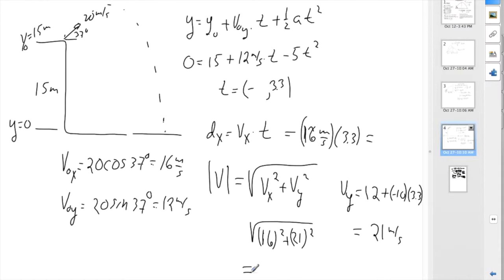And then if I'm going at 16 meters per second in the x direction, and I'm doing 21 meters per second in the y direction, I can define my angle by saying the angle is equal to the arc tangent of opposite over adjacent, 21 over 16.